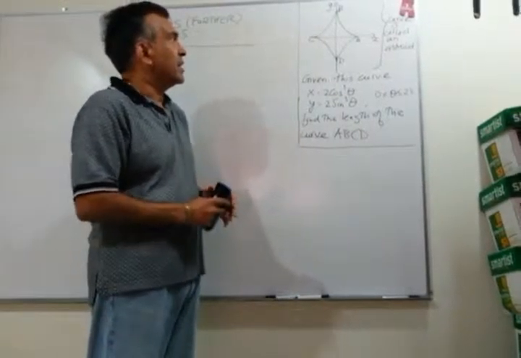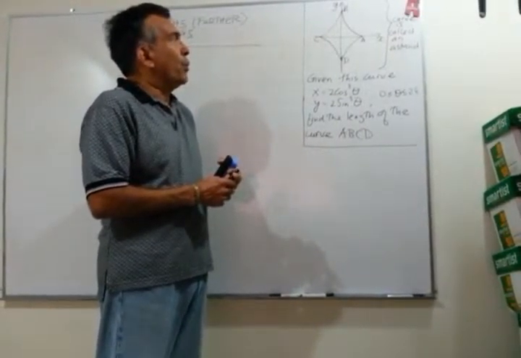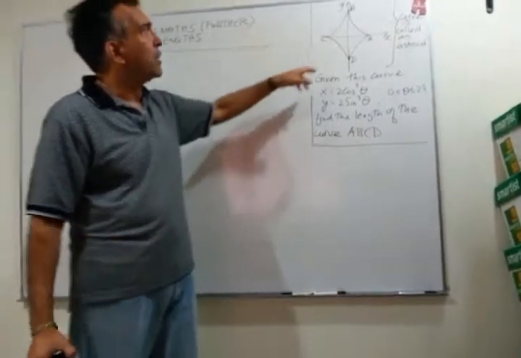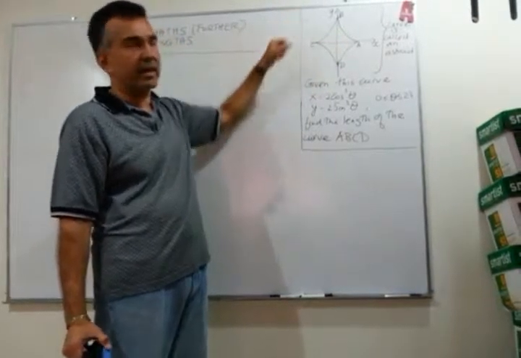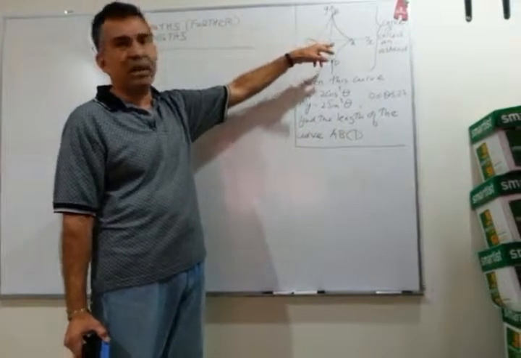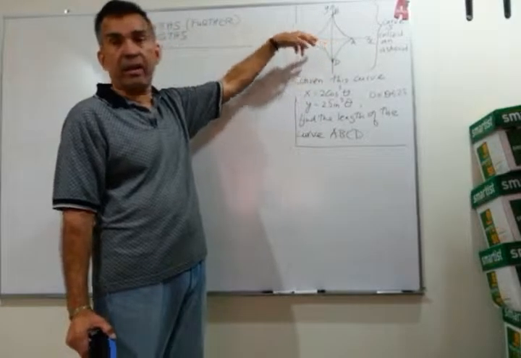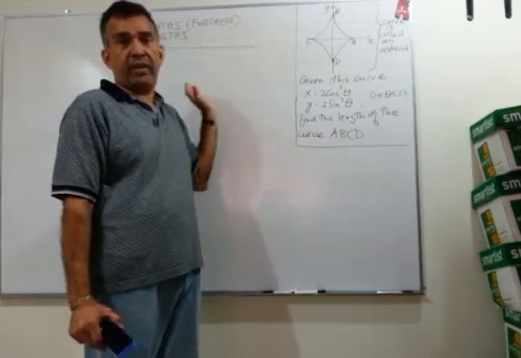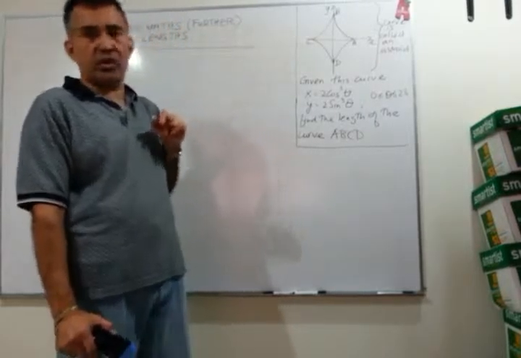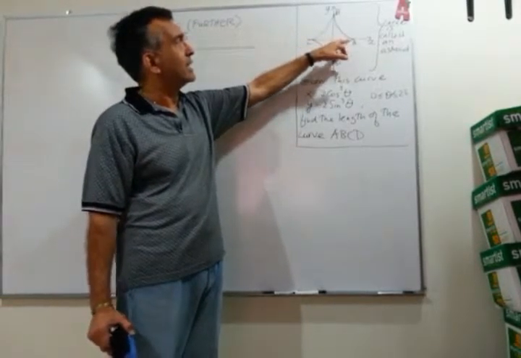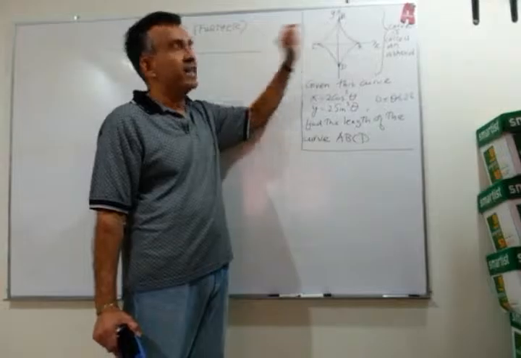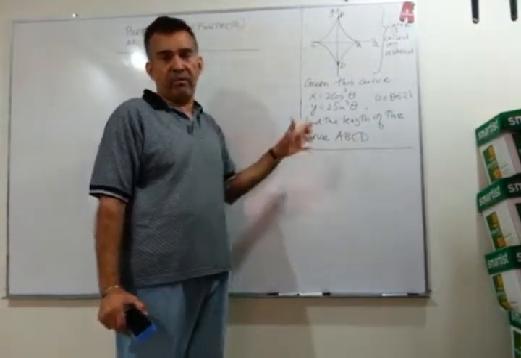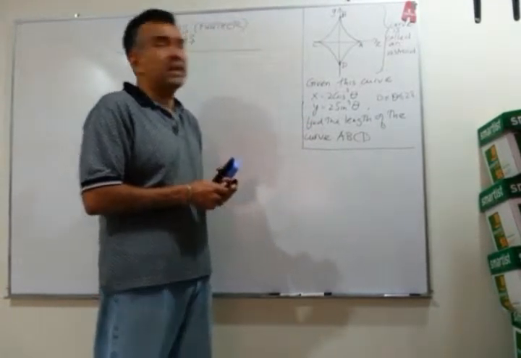Great. What we'll do is work out the length of arc AB, and then we'll multiply that by 4, and we're done. So that will be the strategy. We'll work out the length of AB, and then multiply that by 4, and we're done. So it involves a little bit of work.